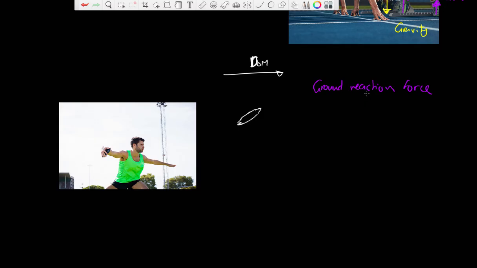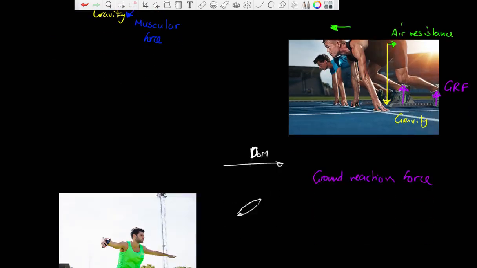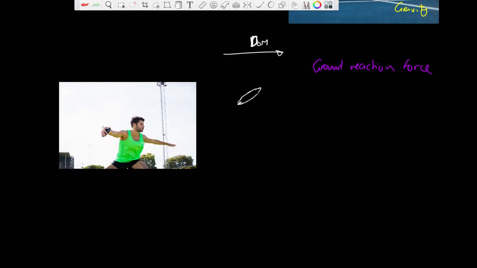So a couple of things to realise first of all. Let me check what colours I had. So muscular force was blue. So I've got my muscular force, and that has been applied through the centre of mass of the discus, and my muscular force has been applied in that way. So there's my muscular force, sometimes what we call an action force. Muscular force, that goes like that.